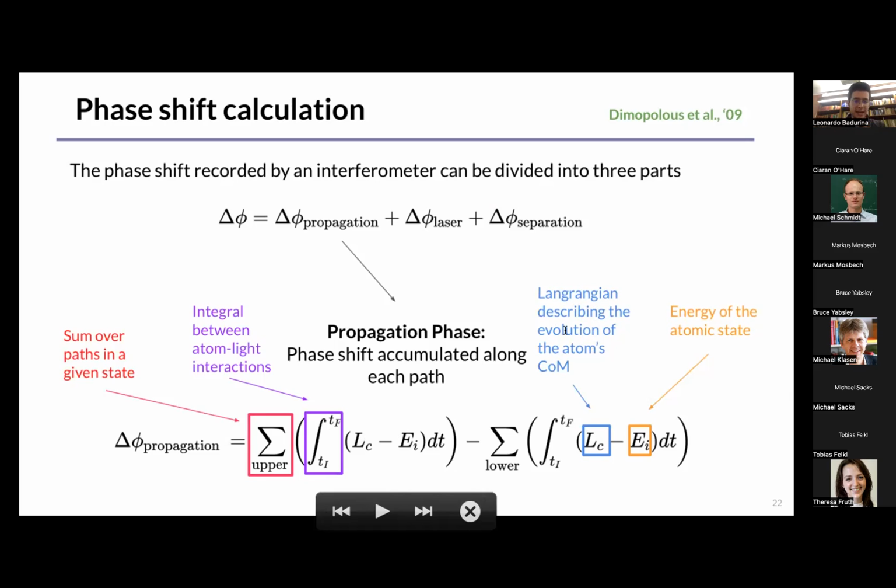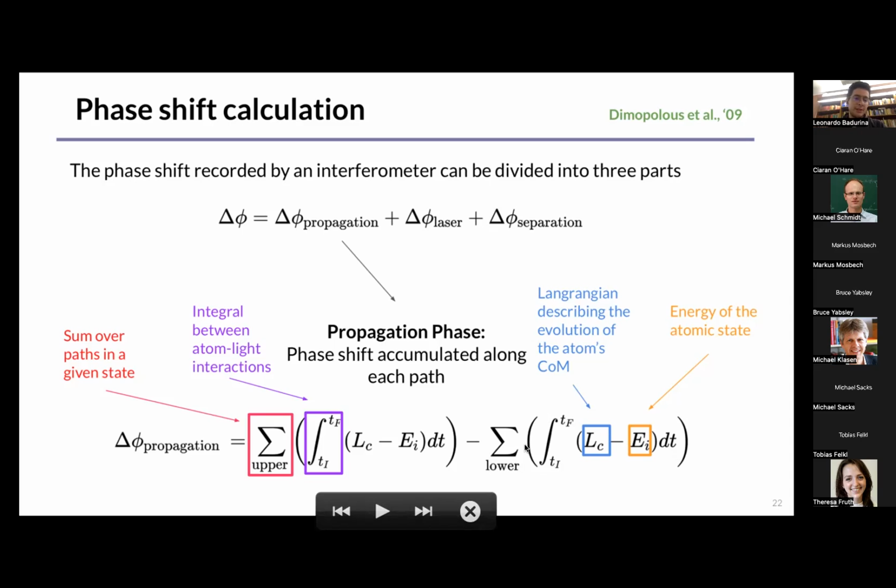Now, there are some caveats as to when this applies. Usually you can think of the propagation phase as being described in this way only if either your Lagrangian is at most quadratic, or, even if it isn't quadratic, the size of the wave function that you're looking to evolve is smaller than the size over which your potential changes appreciably. And finally, what I showed in orange here is the energy of the atomic state.